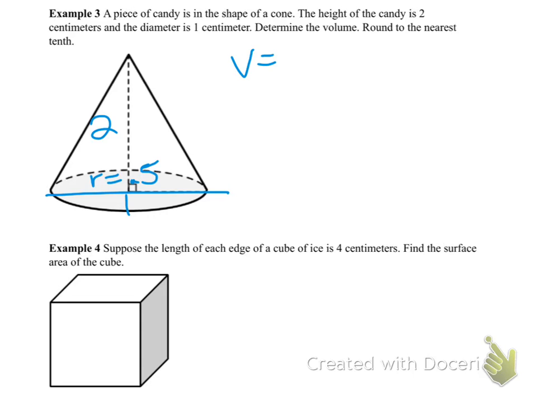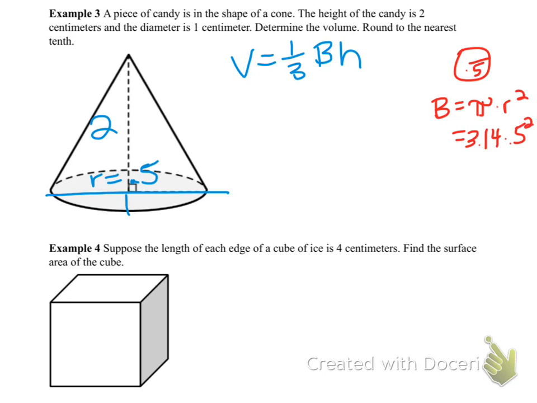The volume for a cone is 1/3 times the area of the base times the height. The base of a cone is a circle. Come over here, draw my circle. Draw my radius. It's going to be 0.5. So capital B is going to be pi times radius squared. So I'm going to get 3.14 times 0.5 squared. And that ends up being 0.785 altogether.